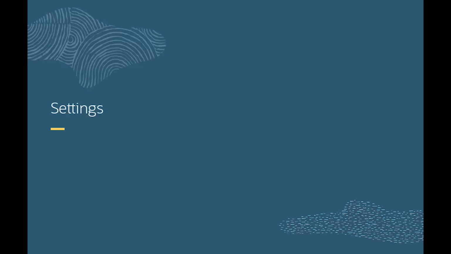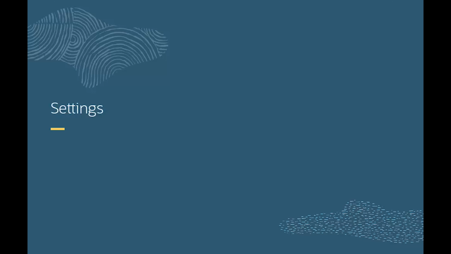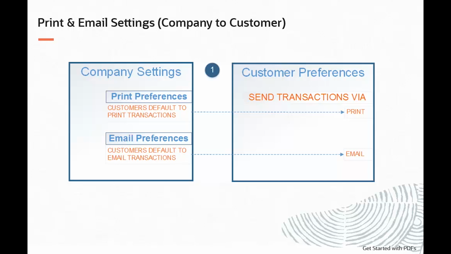In the following slides, we'll see what are the different settings that affect the printing and email behaviors of Advanced PDF and NetSuite as a whole. In this illustration, we see on the left side two company-level settings. First is the print preferences, and the second one is the email preferences. Note that these two are checkboxes which determine if a new customer's send transactions via checkbox field is checked for print and email, respectively. It is also worth noting that this applies to vendors too. We'll see how this impacts the overall workflow once we jump into the demonstration.